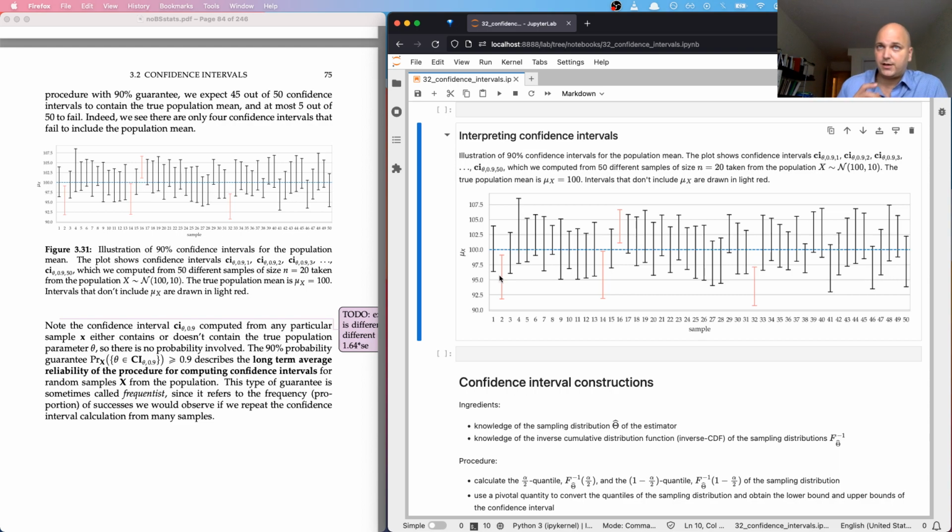That's what 90% confidence means: on average, when we repeat this procedure for 100 intervals, 90 of them will contain the true parameter, 100. In this case, 90% means roughly 45 out of 50 of these intervals will be correct. In our case, we got 4 wrong, so roughly, as promised, it's working.